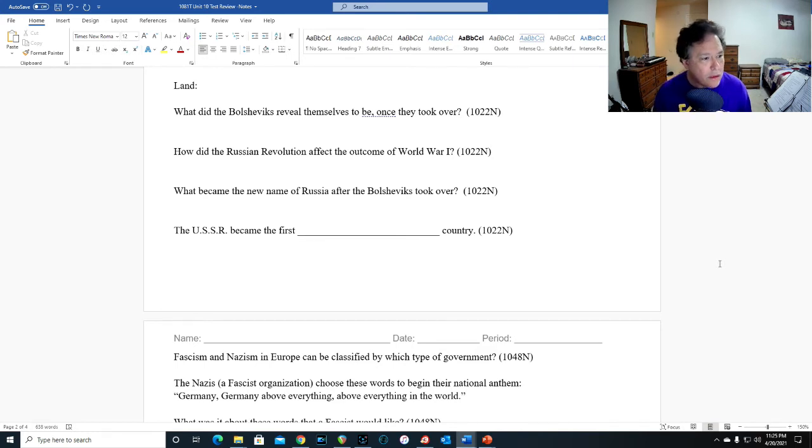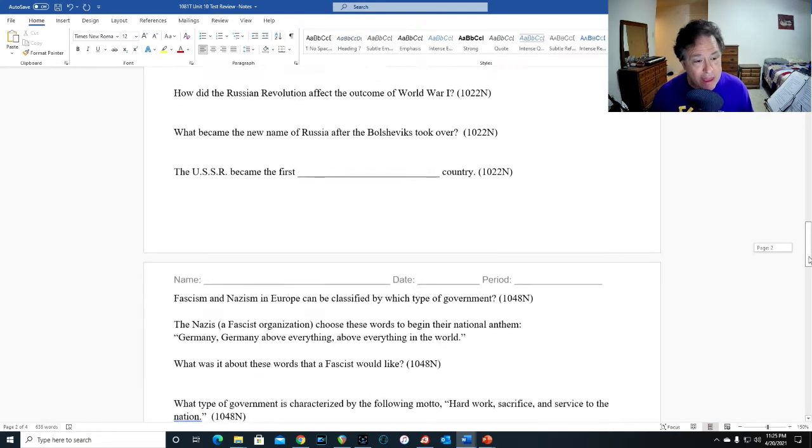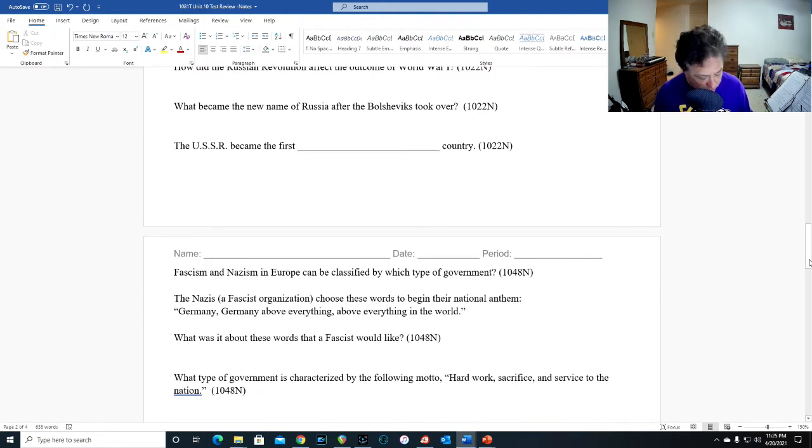But when Russia pulled out of the war, the Central Powers could very well have won the war. So what became the name of the new Russia after the Bolsheviks took over? They were still Russians, but they had a new name for their country, and that new name was, you could call it the Soviet Union, you could call it the USSR, you could call it the Union of Soviet Socialist Republics.